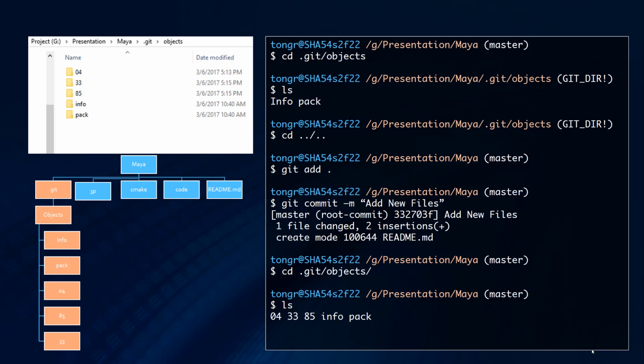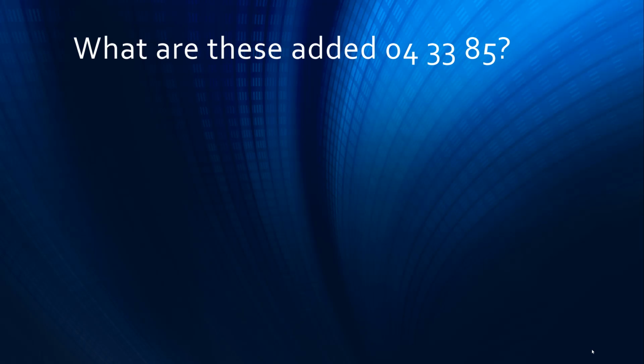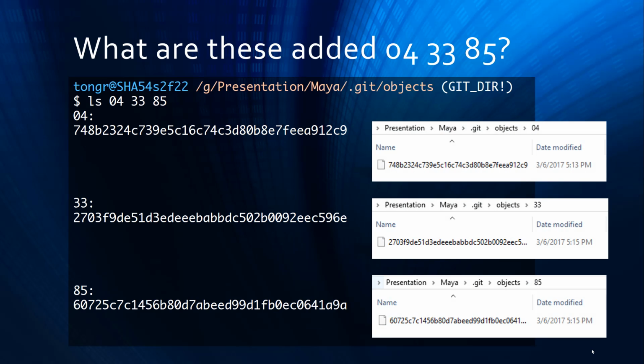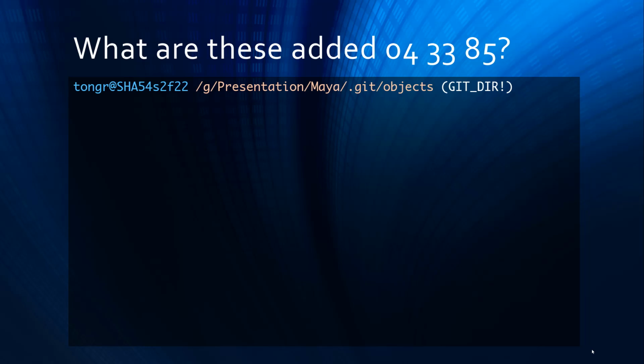What on earth are these strange numbers? What are these added 04, 33, 85? Let's first use the ls command to see what's in the folders. Well, even more frustrating and strange file names appear. We can find a file named by a 38-digit hex code under each folder. To be simple, we will read the first 6 digits as the file name later. Till now, we still don't know the content of each file.